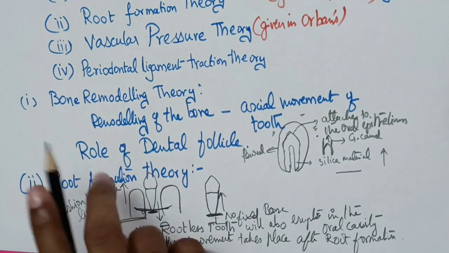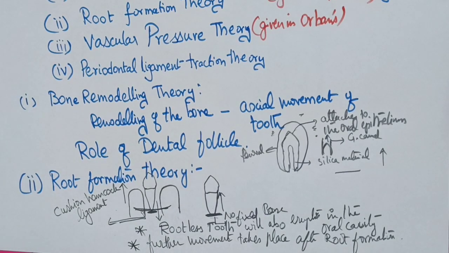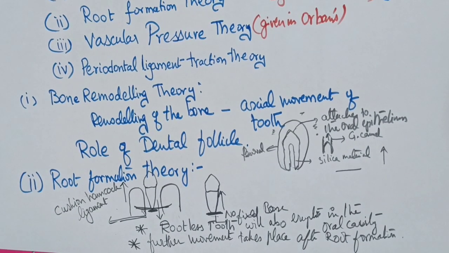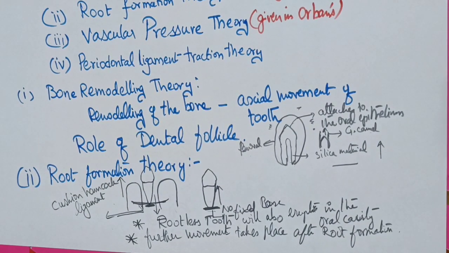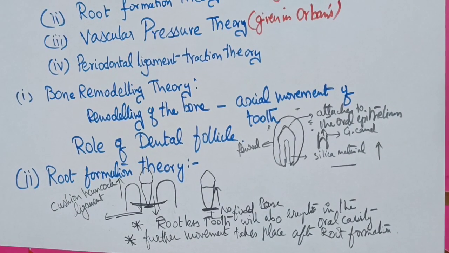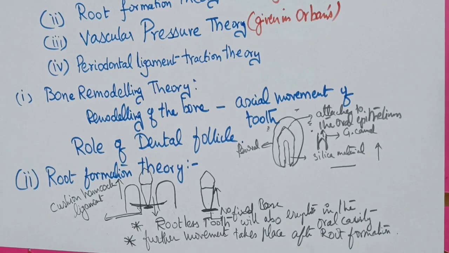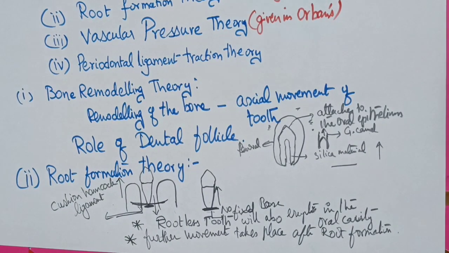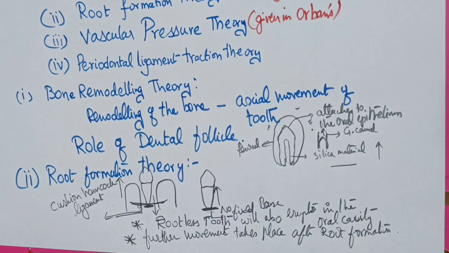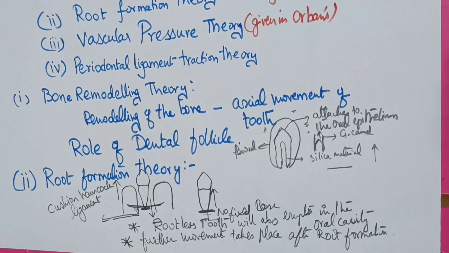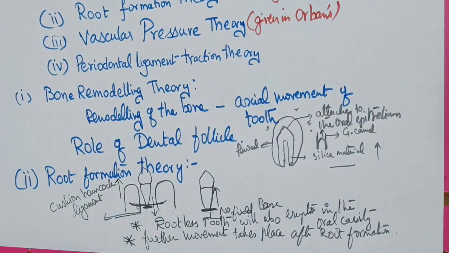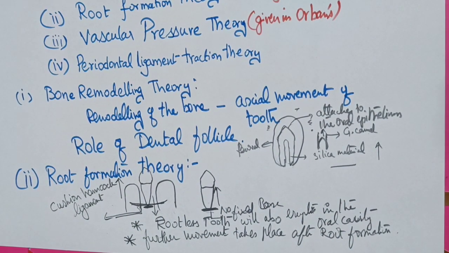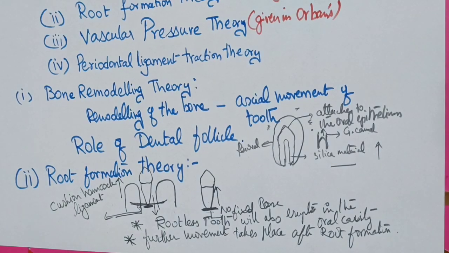So what are the things they told? In root formation theory, root is essential for tooth eruption, by gradual increase of the root as well as hitting one fixed base, along with the cushion hammock ligament. However, this is disputed. The demerit of this one is that there is no fixed base, and a rootless tooth will also erupt in the oral cavity, and further movement also takes place after root completion. So this is not valid to explain tooth eruption.